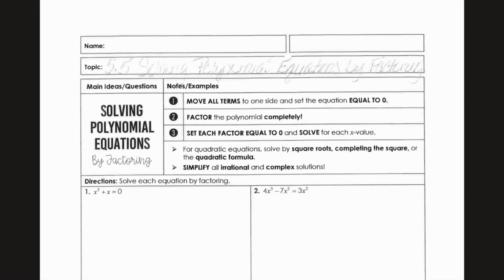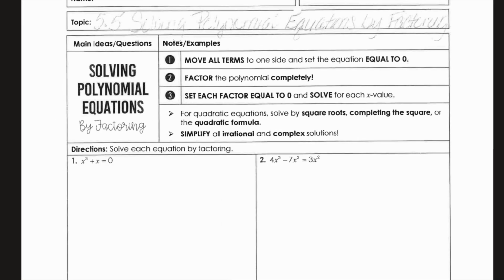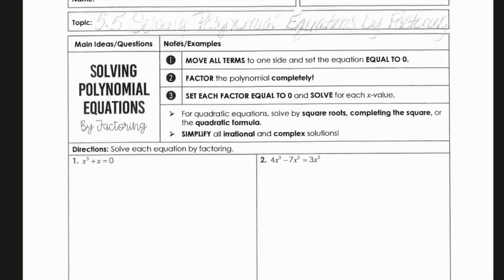So our first step is to move all terms to one side and set the equation equal to 0. Then we're going to factor the polynomial as much as we can, and then set each of the factors equal to 0 and solve for the x values. Now, when you get it down to a quadratic equation, something with a highest exponent of 2, you can solve by square roots, complete the square, or the quadratic formula, and we're also going to be simplifying all irrational and complex solutions. We'll talk about that as we go through this.